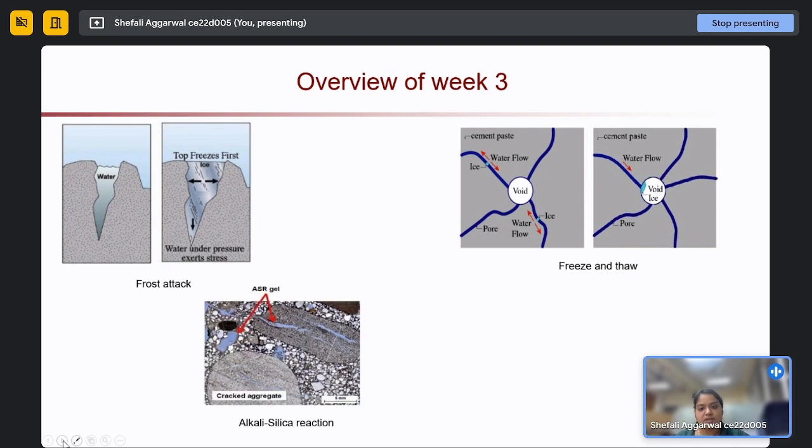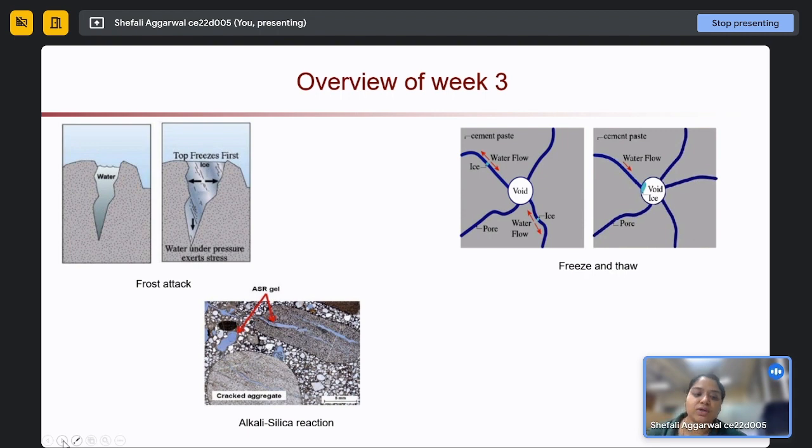Next thing you might have studied is the alkali silica reaction. Alkalis present in the concrete will react with the silica of the aggregate and form ASR gel. This gel will fill the pores of the concrete, and after filling the pores, it will cause expansion and cracking in the concrete.